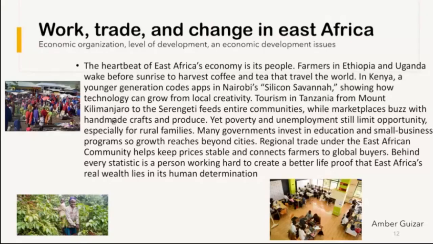Many governments invest in education and small business programs so growth reaches beyond cities. Regional trade under the East African Community helps keep prices stable and connects farmers to global buyers. Behind every statistic is a person working hard to create a better life, proof that East Africa's real wealth lies in its human determination. In the top left, I provided a photo of the Serengeti market. On the bottom left is a picture of the coffee farm, and on the bottom right is a photo of the Nairobi Tech Hub.